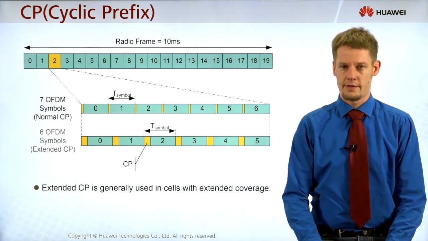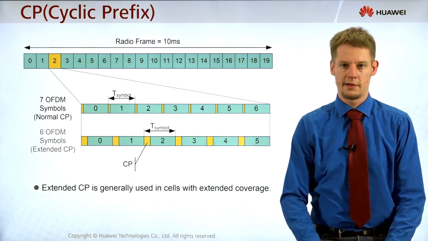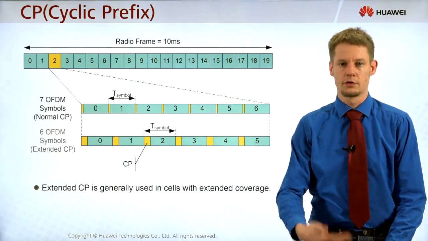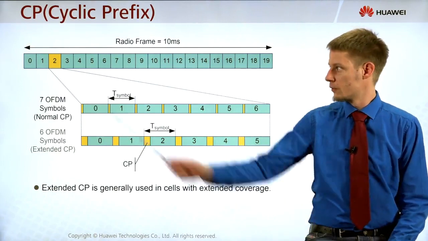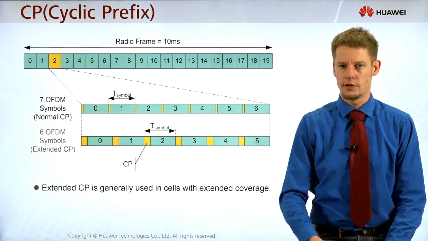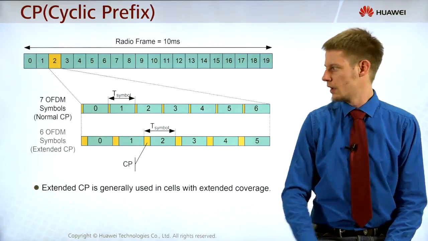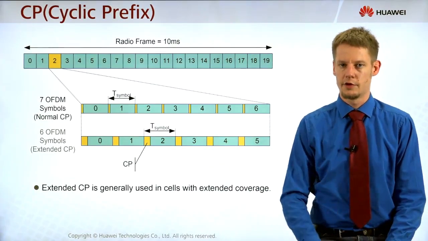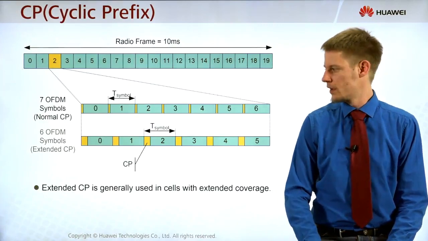They differ in length. So one symbol in LTE is 66.7 microseconds in length, so that 7 symbols in total sum up to this 1/2 millisecond, which makes up one time slot in LTE. And 14 of the symbols then make up 1 millisecond, so one subframe. If we use the normal cyclic prefix, this is the case. And the cyclic prefix has a certain length, we will see in the next slide.